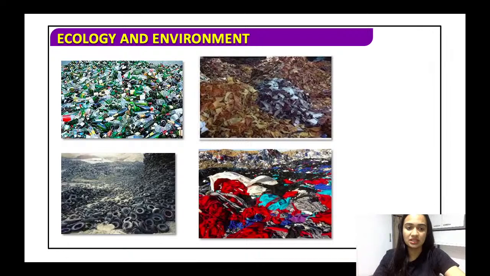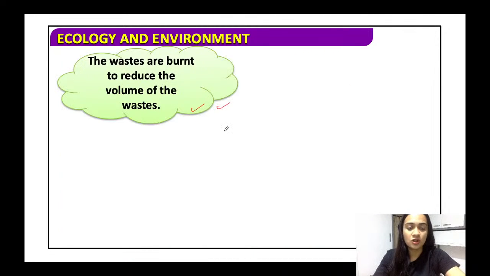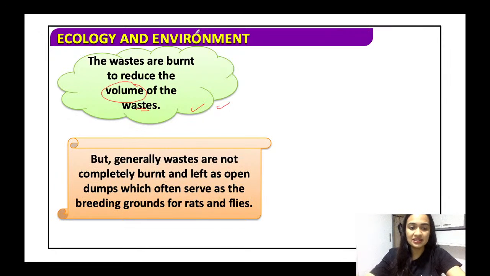Yes, this is how you can see intensely polluted the soil is and with what all things you have been polluting it. So the municipal solid waste generally is paper, your food waste, your plastic, glass, rubber, leather, textiles, waste from the hospitals, etc. So now these waste are burnt so that the volume of waste is reduced. But burning में अभी क्या होगा? Burning में again air will get affected. Alright, so this is a cycle.